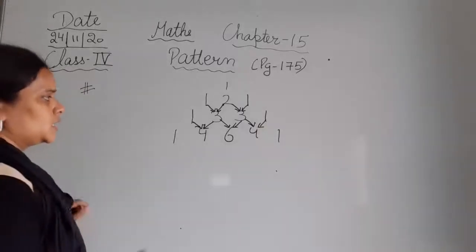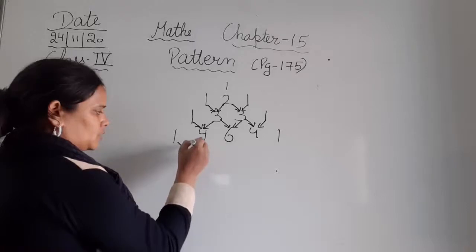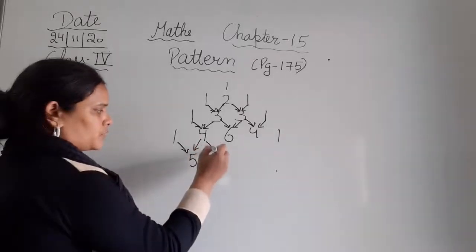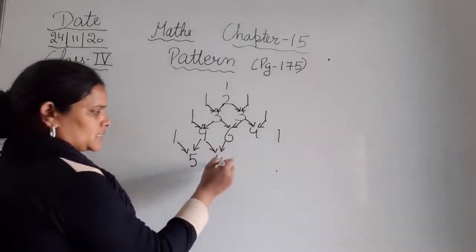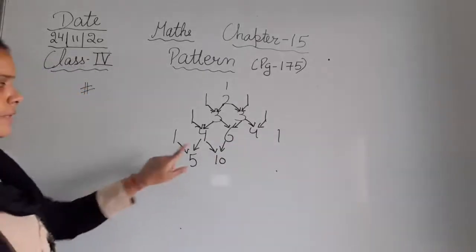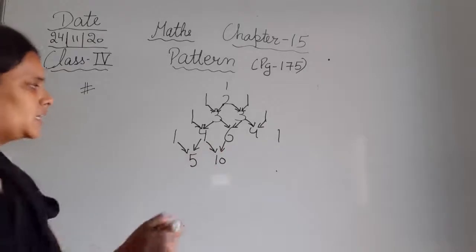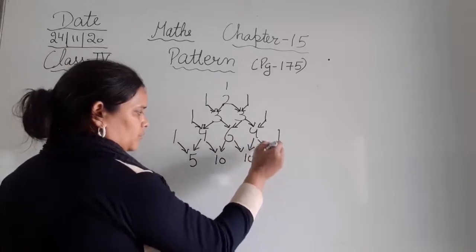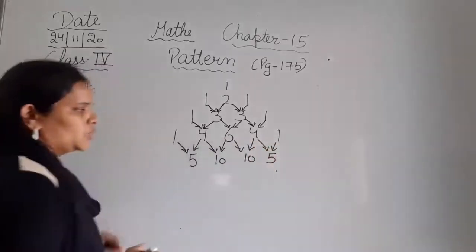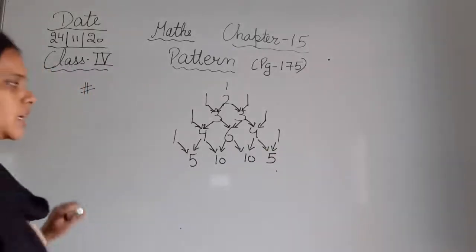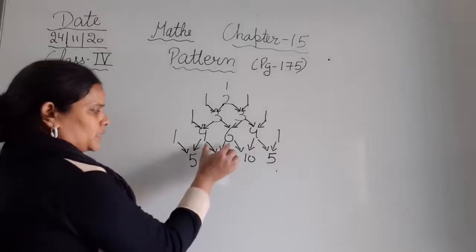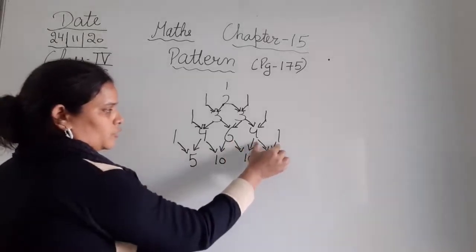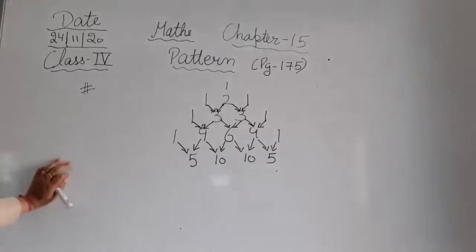Okay, next, now adding this 1 and 4: 1 plus 4 is 5. 4 plus 6 is 10. 6 plus 4 is 10. 4 plus 1 is 5. So see what we did: here we have added the two numbers once again. 4 plus 1 is 5, 4 plus 6 is 10, 6 plus 4 is 10, and 4 plus 1 is 5. So this is the pattern that is being followed here.